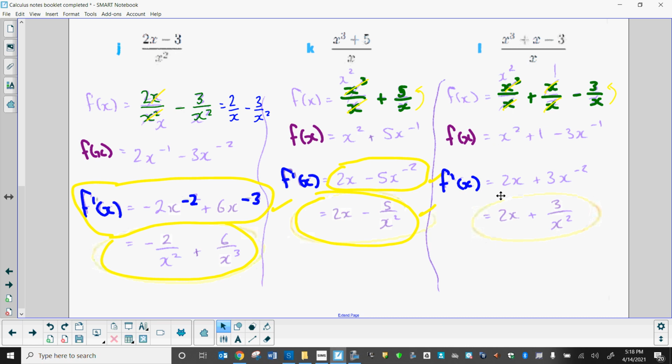2 times 1 is 2x to the power of 1, so 2x. Remember, constant terms don't appear in the derivatives. And then negative 1 times negative 3 is positive 3x. Subtract 1 from here, you get negative 2. So here is the answer with negative exponents. Here's the answer with positive exponents. So that one's already got a positive exponent of 1. Bring the x down and make its exponent positive. And that's the end of the lesson. Well done.